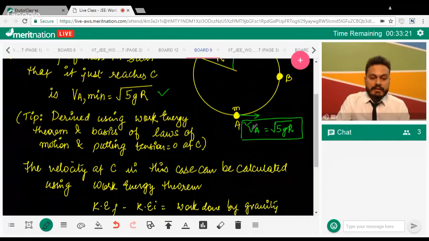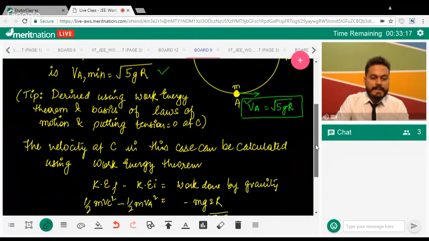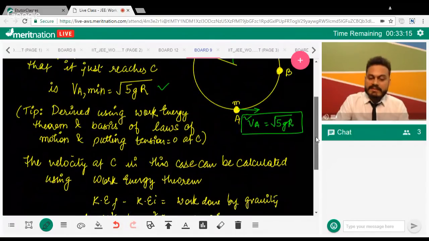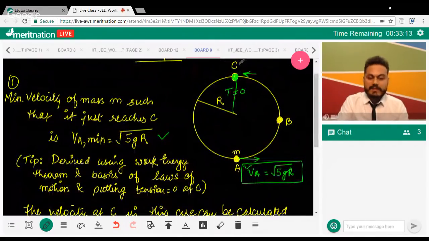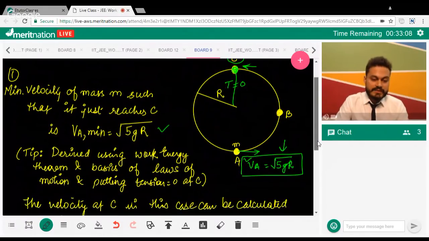How many of you are following it? Go ahead. So the velocity at A such that it just reaches the point C should be root under 5 gR.